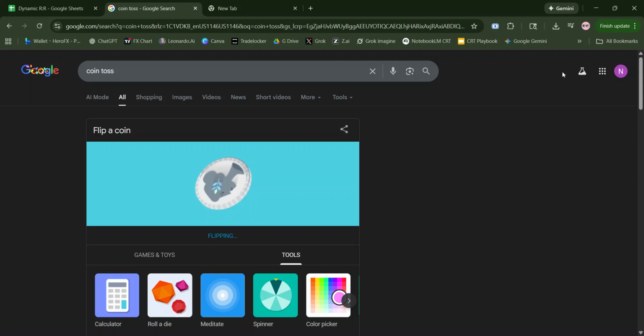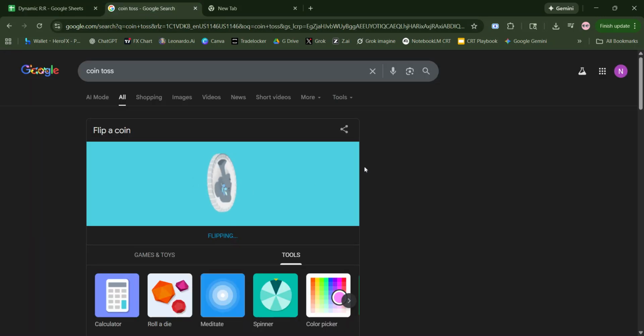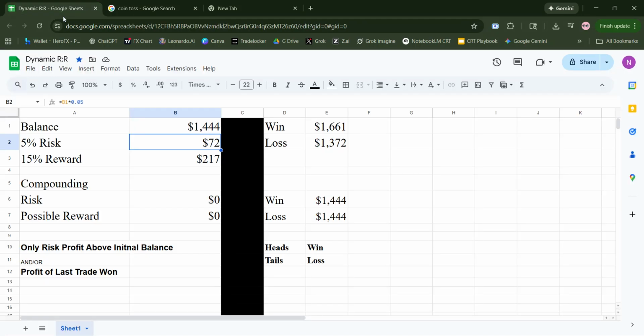So let's take another trade. We lose again. So we're down to 1,444. Still up over 400 bucks. Let's take another trade. Okay, we won that one, which is good.